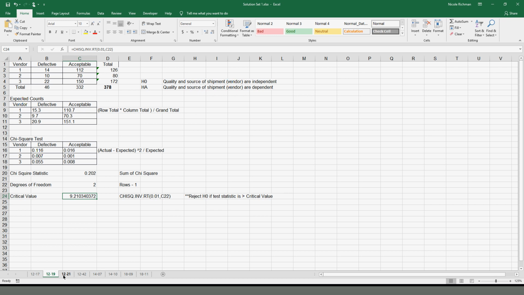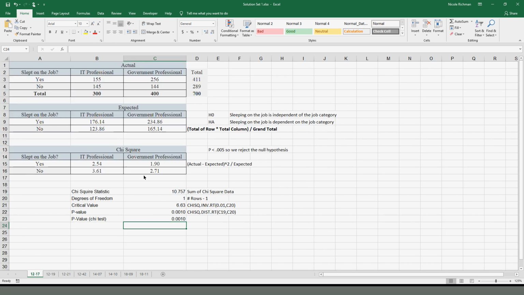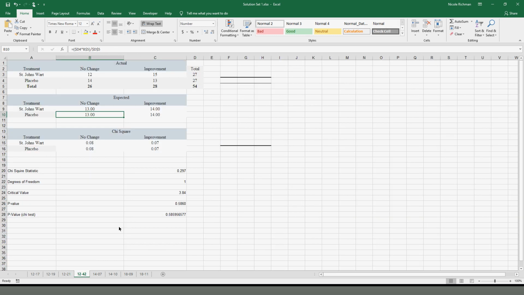And again, we're using the same types of formulas here for 1221. So you can ultimately use this table from this one and add rows or copy the tab over and enter in the new data for the different problems. And again for 1242.